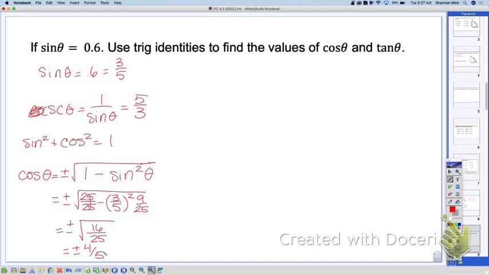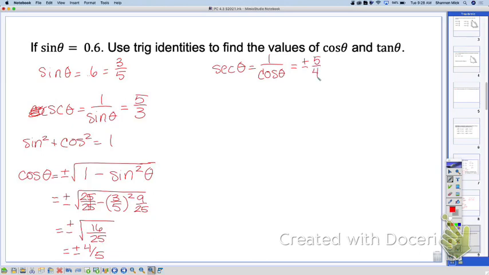Okay, now we have cosine. Can we find the quotient identities? Not yet. Why not? With cosine, we're going to go immediately to secant. So the secant of theta equals 1 over the cosine of theta, right? And the cosine of theta was plus or minus 4/5, so this is going to be plus or minus what? 5/4.